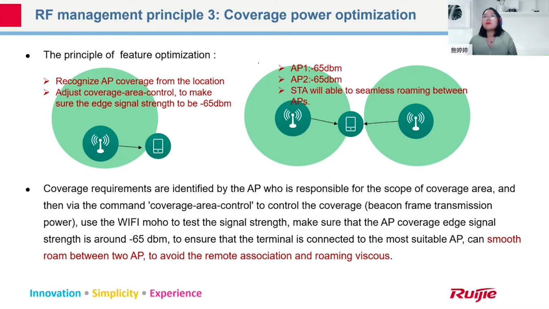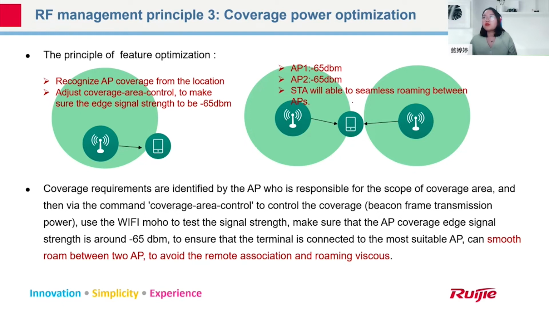In this scenario, maybe we will change the coverage power to use a specific edge signal strength value, like this example, -65 dBm. So in this scenario, we can roam smoothly between two APs and also avoid remote association and roaming issues. So this is the function.